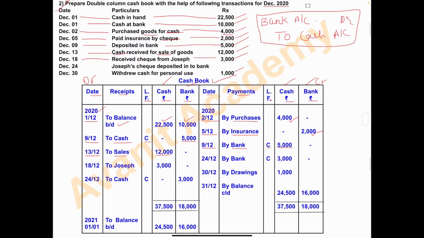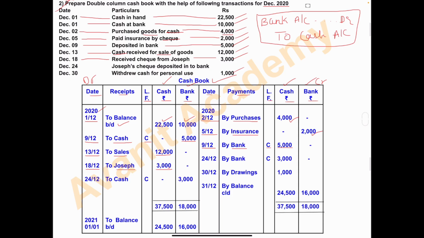Next is on December 18th, received check from Joseph, rupees 3,000. So we have received a check of 3,000 rupees from Joseph. For receiving the check from Joseph, you have to record the entry on the debit side of the cash book. It is received, so write here 18th December to Joseph. From whom did we get this check? From Joseph. So write the name of that person, to Joseph. So for receiving the check, we have to write the amount in the cash column, not in the bank column. So write the amount in the cash column, that is rupees 3,000.